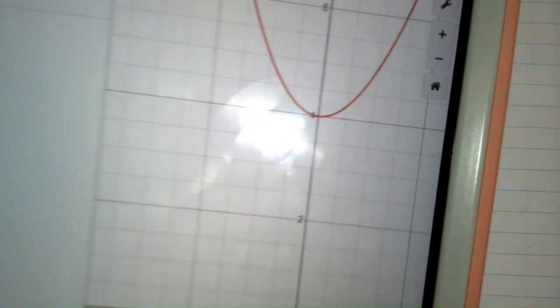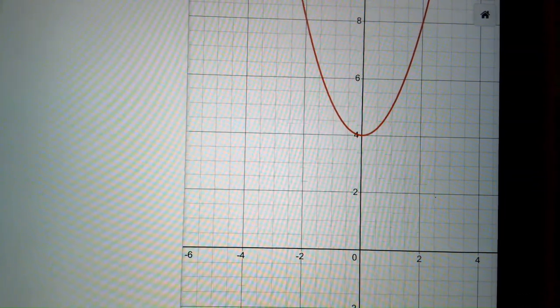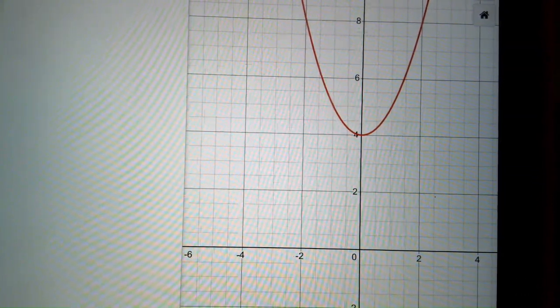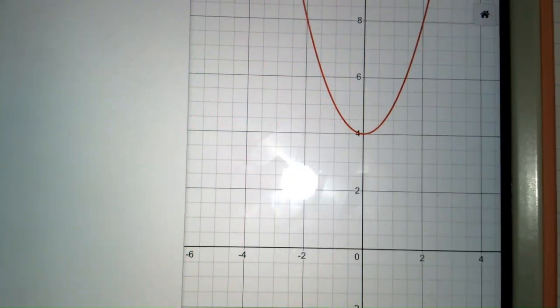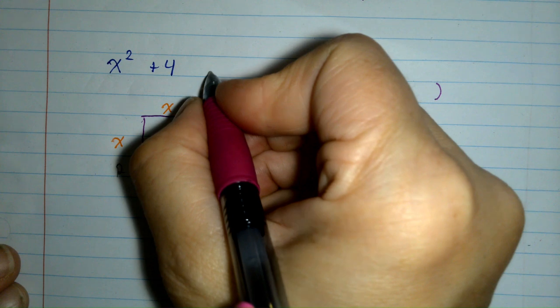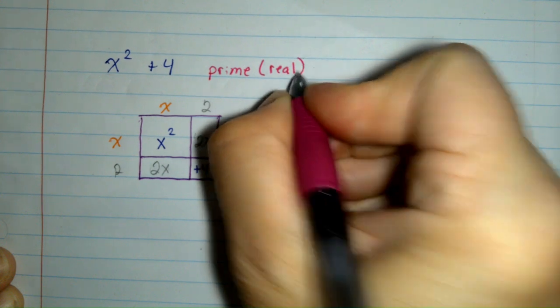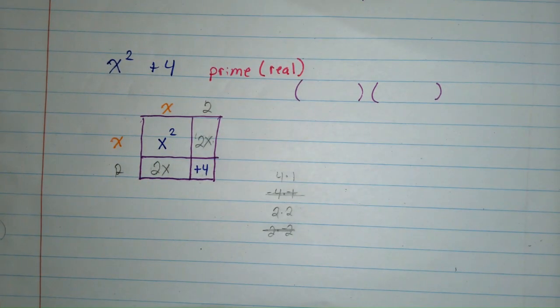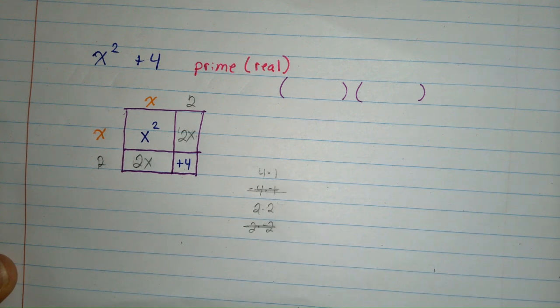And if I look at this graph, let me turn off that light, it doesn't cross the x-axis. So in the real world, this would be prime. Okay? We cannot technically factor this using real numbers. So this is prime, again, using real numbers. If you're a student who understands what imaginaries are, then you can follow along. If not, you might fast forward through this.